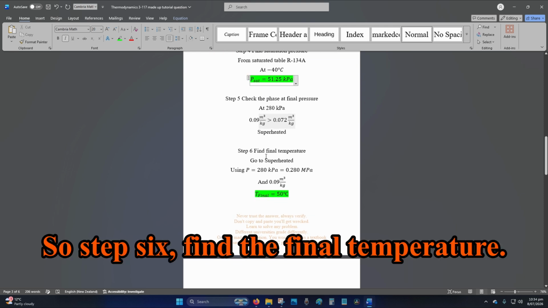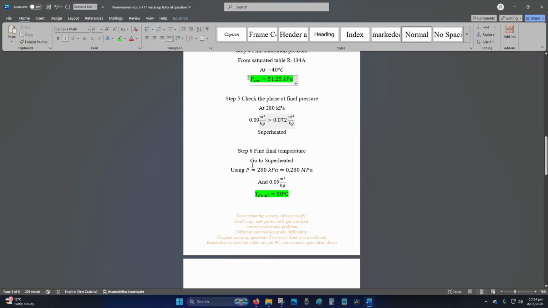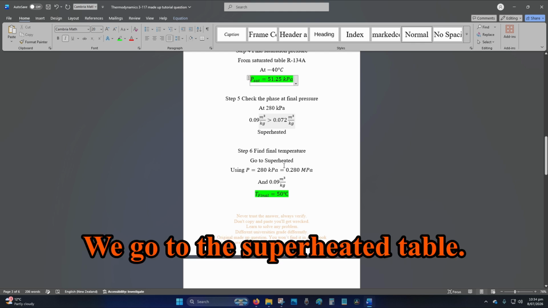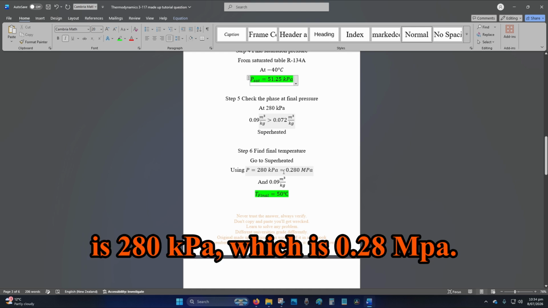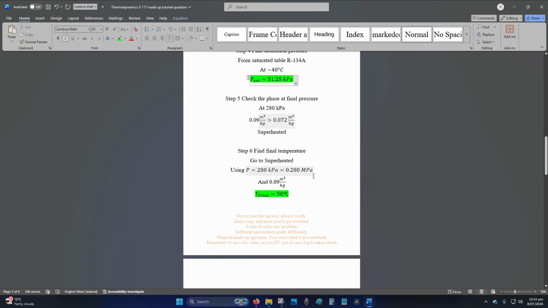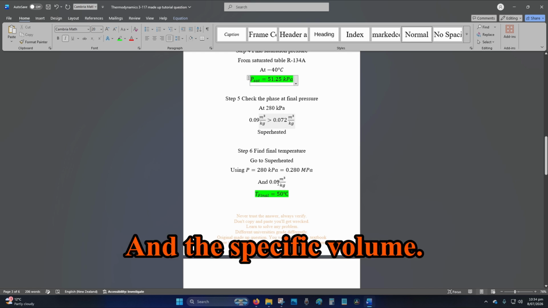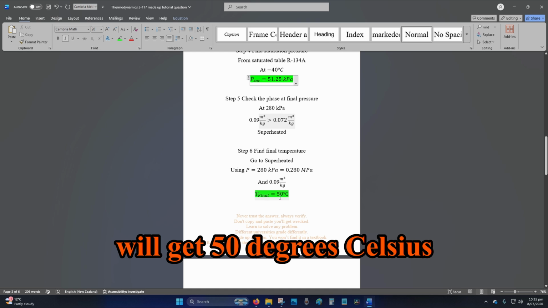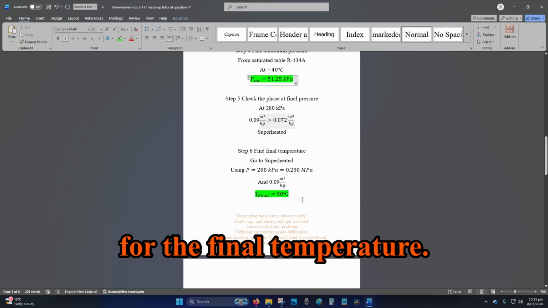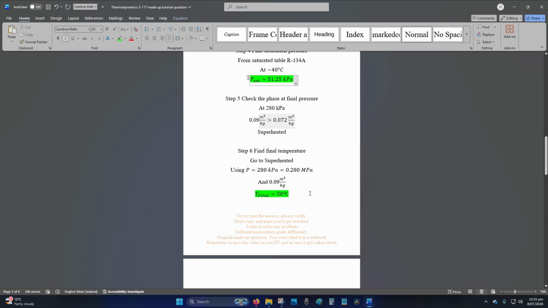So step 6, find the final temperature. We go to the superheated table. We use the pressure, which is 280 kPa, which is 0.28 MPa, and the specific volume. When we line them up, we will get 50 degrees Celsius for the final temperature.